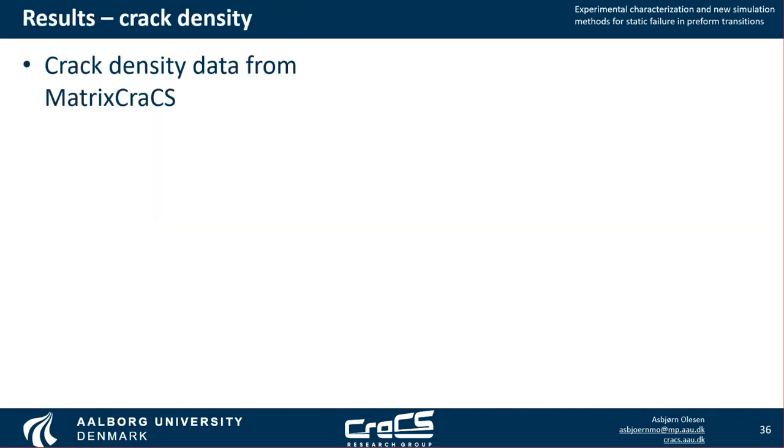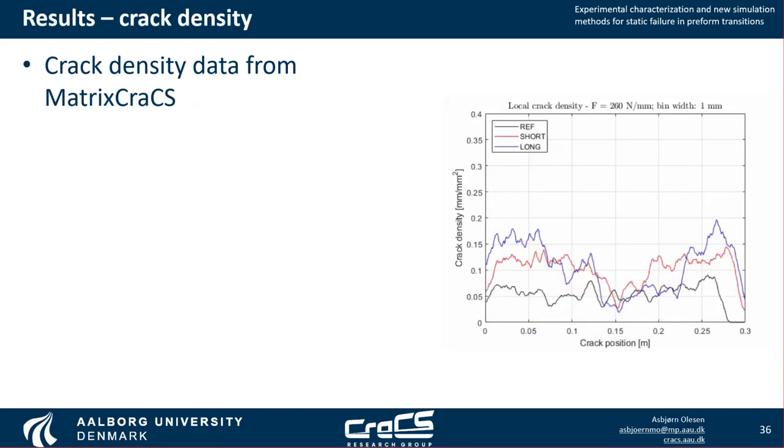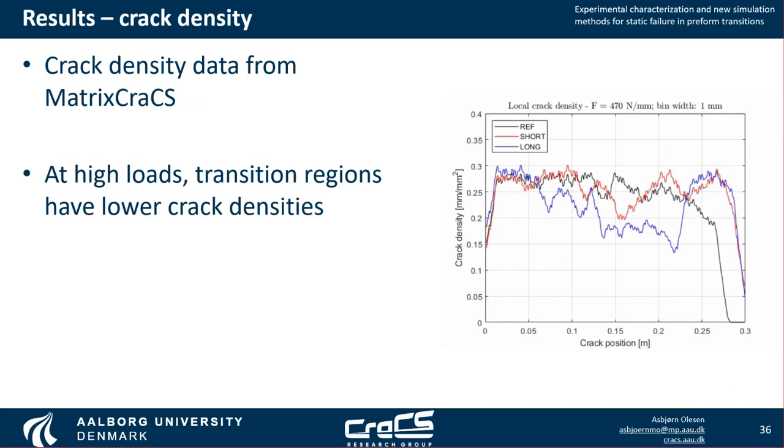The results we get from matrix crack density, we of course get from our method. And here we see the local crack density across a specimen. Some observations can be made from this. From this final state at the high loads, we see that the transition regions here in the middle seem to have lower crack densities. But you might have noticed that at the low loads, the reverse is true, where we saw crack density increasing for the transition specimens first.